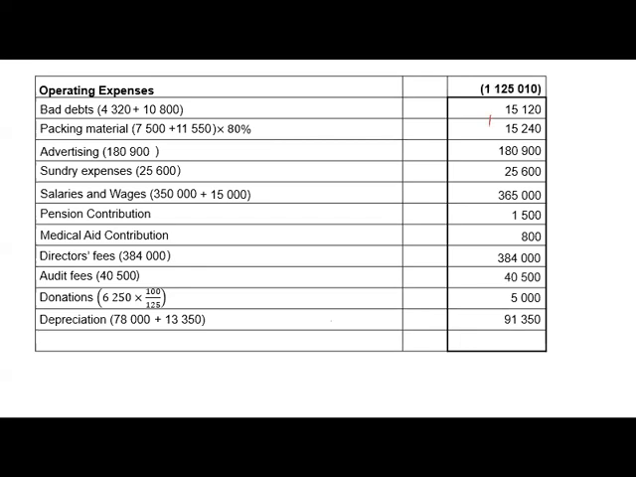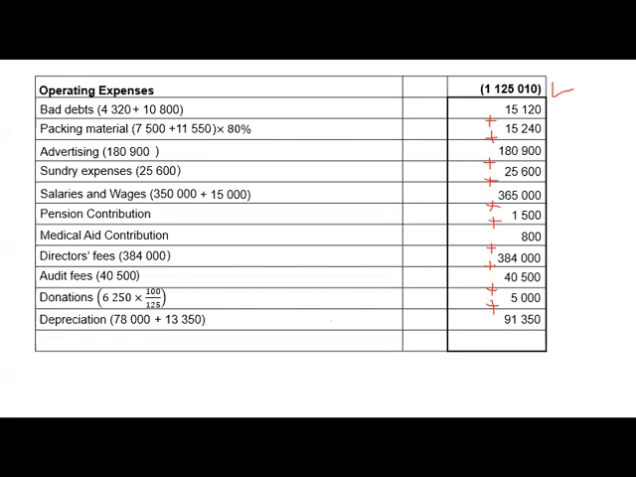So all of this added up. Okay, so you add all of these up. Plus 25,600 plus 365,000 plus 1,500 plus 800 plus 384,000 plus 40,500 plus 5,000 plus 91,350. It'll give me my operating expense. You put it in brackets.